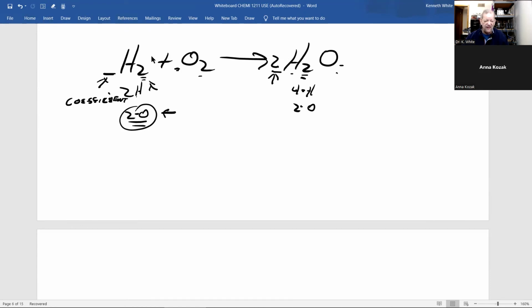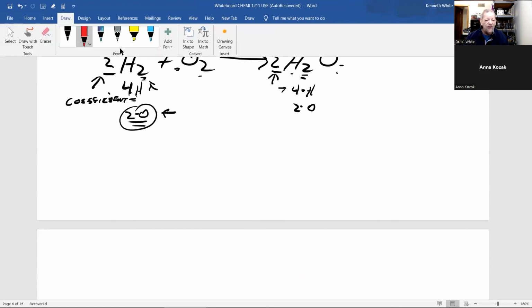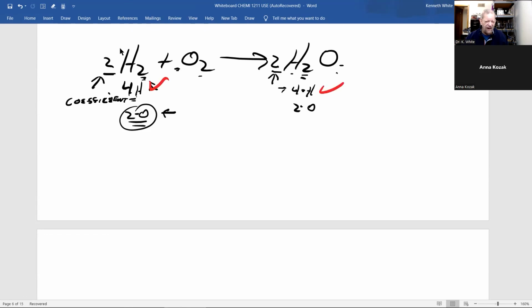Well, I have 2 oxygen here, but I only have 2 hydrogen, and that has to be 4. So what do I do? I can't change this to some other formula, but I can change the coefficient. And to get the 4 hydrogens, it'd be 2 times what? 2. 2 times 2 is 4 hydrogen. And if we look on both sides, let's check. It's like balancing a checkbook. I have 4 hydrogen, 4 hydrogen, 2 oxygen, 2 oxygen.